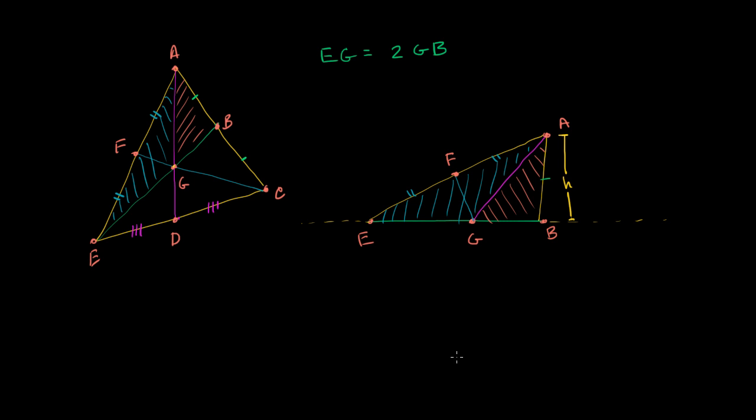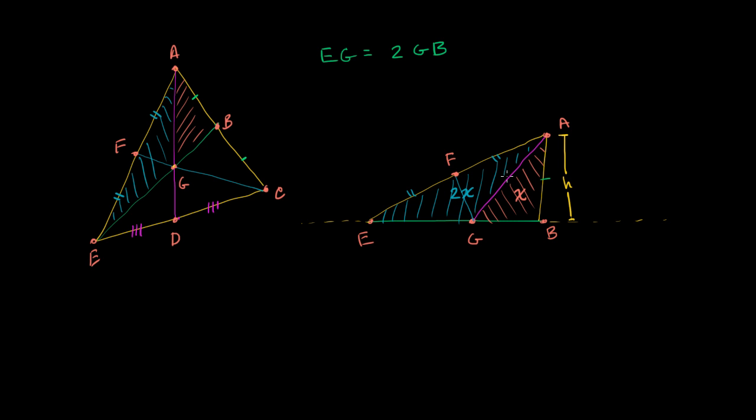Now the other thing that we do know is that this blue triangle, EAG, has twice the area of the orange triangle. How do we know that? Because it's got 2 of these triangles in it. So one way to think about it is if this orange triangle has area X, then each of these blue triangles has area X. Or you could say this entire blue region has area 2x.